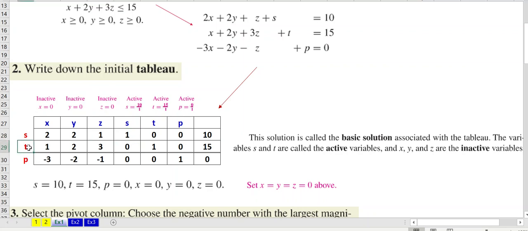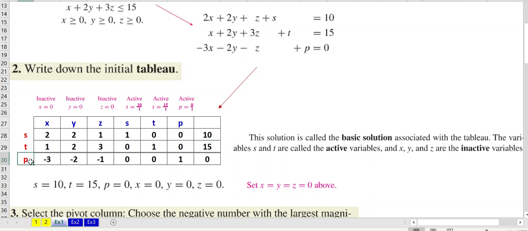T is our next active variable over here. We're going to do the same thing. We take the constant, 15, and then we look for the T column and the T row. Here's the T column. In the T row, we have a 1 here. These won't always be 1s. They're 1s now, but they won't always be 1s. So 15 divided by 1 is 15. So T is equal to 15.